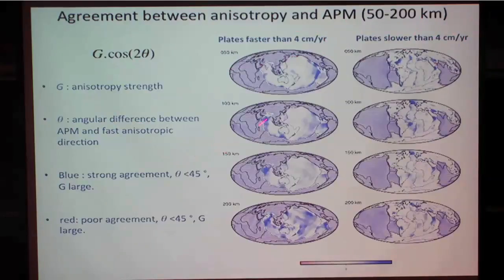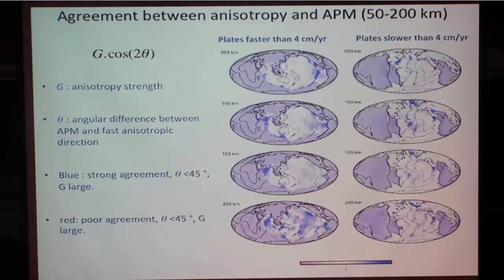And what you can see is that at shallow depth for the fast plates, the blue regions where the anisotropy agrees well with the plate motion cover only the young oceanic regions. But when we go deeper, below the lithosphere in the asthenosphere, the blue regions start to cover the old oceanic regions. It's not very clear on the slide here, but at 150 kilometers depth, it covers entirely the oceanic regions, and then at 200 kilometers depth, Australia. So it seems that there is really a large-scale process here.